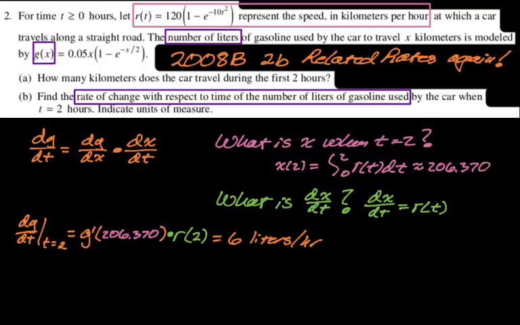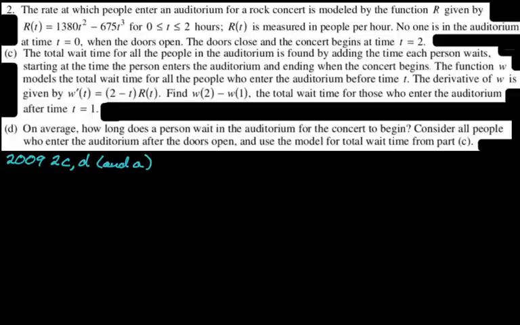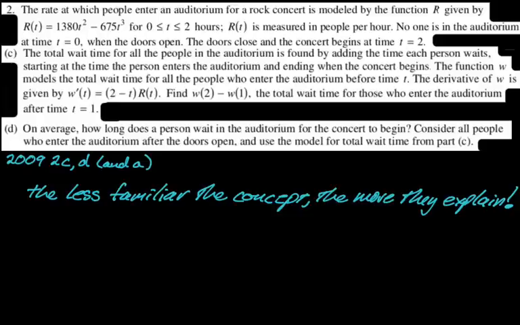So now we're going to hit the random ones. I'm just going to point out things that I think are interesting about them, or give you some tips on how to deal with generally strange problems on the exam. The first one is 2009, number 2, parts C and D, and also A. You needed A to really answer the question. But the point of this one is, the less familiar a concept is, the longer the problem will probably be, because they just explain the entire thing to you. Look at part C. It's insane. The final question for part C is basically w prime is 2 minus t times r of t.